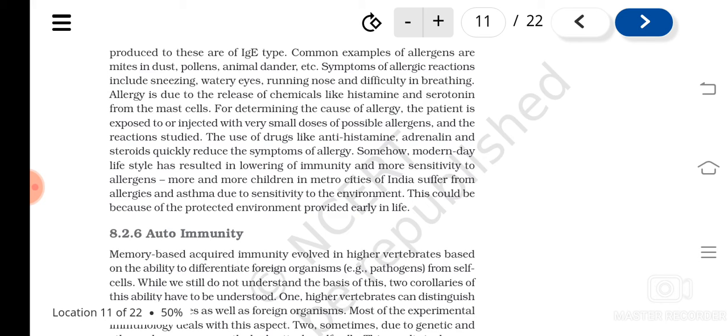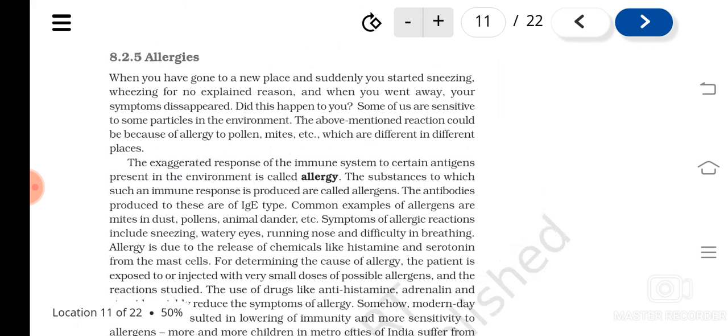So these are allergy. So allergy means the overreaction, exaggeration of the immune system. Clear? So this is also one problem of our immune system. Clear?